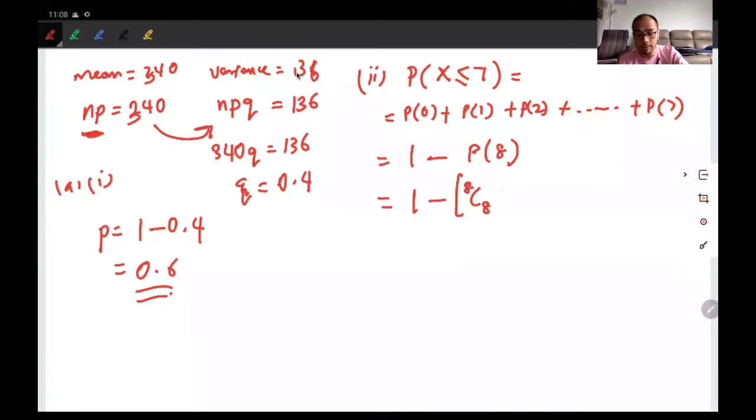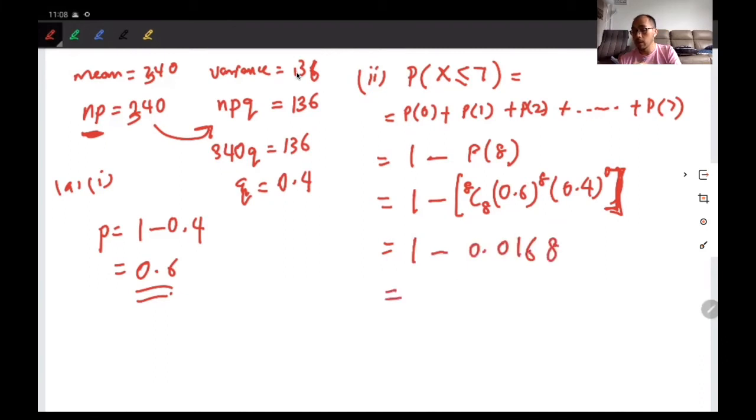What is P? P is 0.6. So 0.6 to the power of 8 and 0.4 to the power of 0. You get 8C8 times 0.6 to the power of 8. I will get 1 minus 0.0168, and I will get the final answer 0.9832, 4 decimal places as usual.